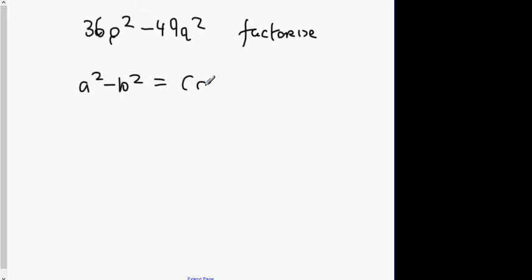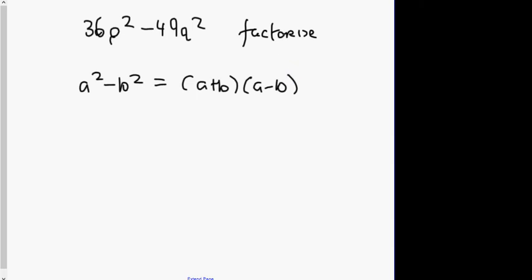36p squared minus 49q squared. Now, once again, you're looking at this one going, it's a factorize question. What does that mean? Factorize question, lads? Anybody? Just simplify it out. Now there's something you have learnt off. What you have learnt off is this. A squared minus b squared equals a plus b, a minus b. You have to know that off by heart. It's not in your tables.